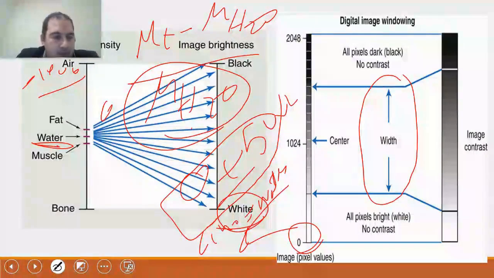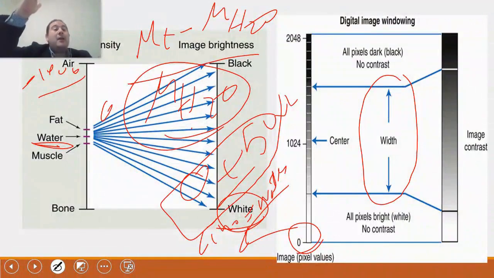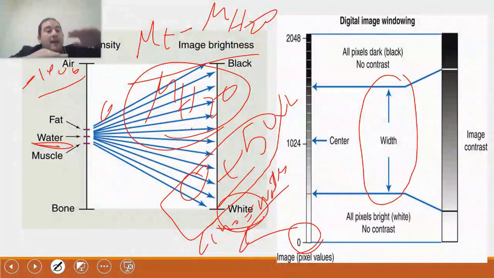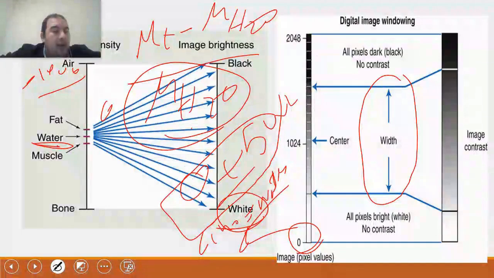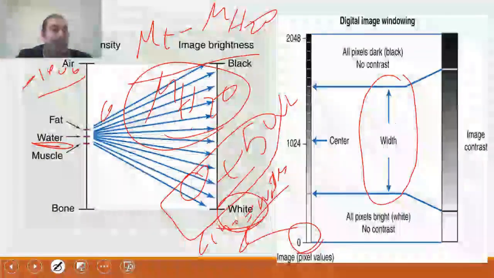On the other hand, the window width represents the range of Hounsfield unit numbers that you want to be present in your image. If I increase the window width significantly, that means you have included many Hounsfield unit numbers in your image, which will lead to them being well differentiated. However, I won't be able to see them clearly because the contrast will decrease. That's why when you increase the window width, the contrast of the image decreases.